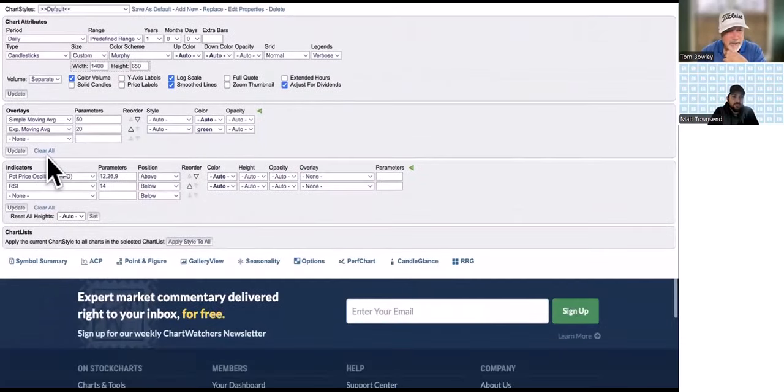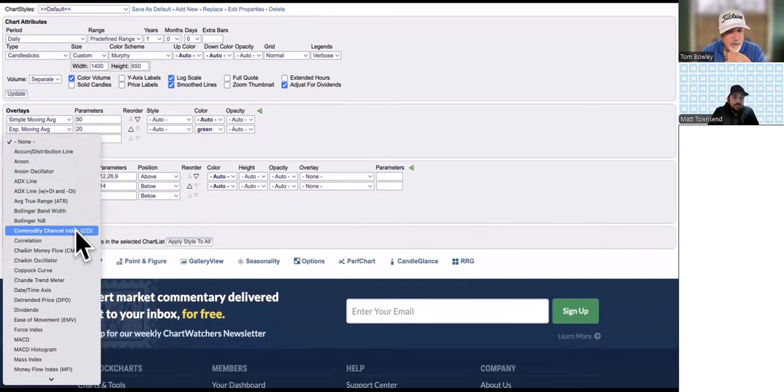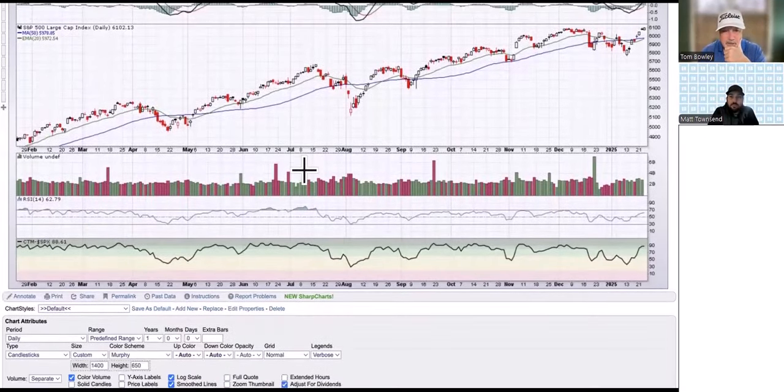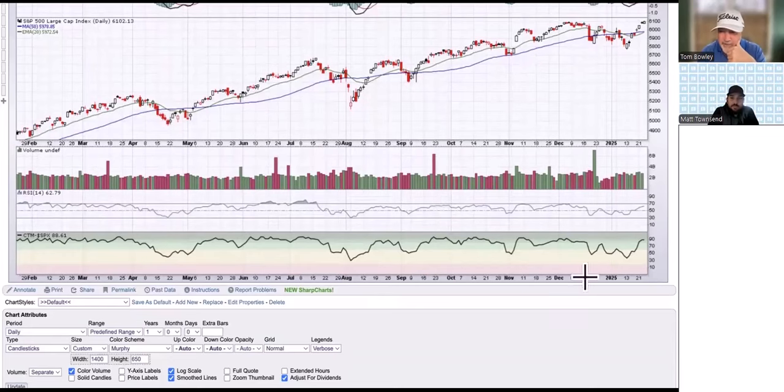But I think if you go down under indicators, there it is, the Chande Trend Meter. I mean, I'll pull it on here. I couldn't tell you exactly what it was. Yeah, I do remember this green and red. I'd have to go back and study it. It's not an indicator that I use, and as a result, I just don't follow it.